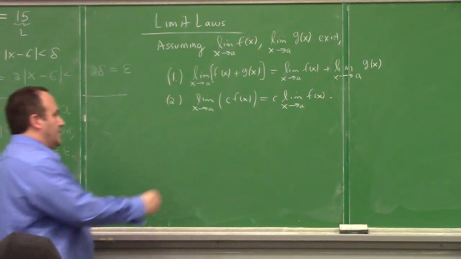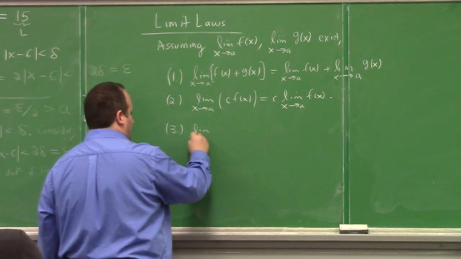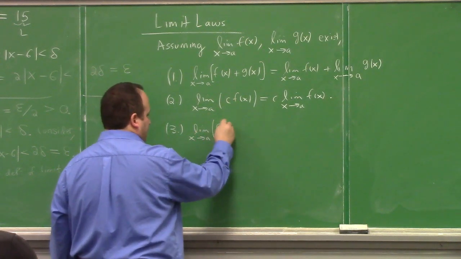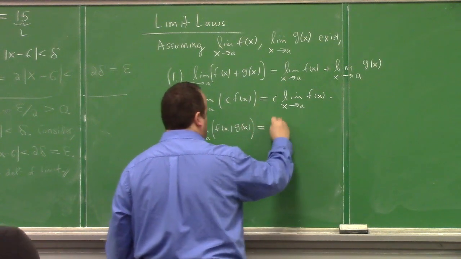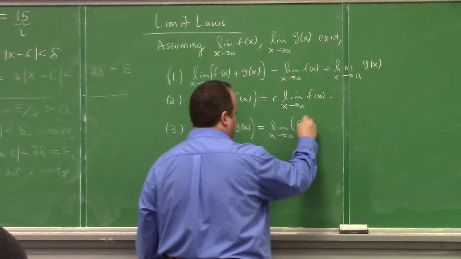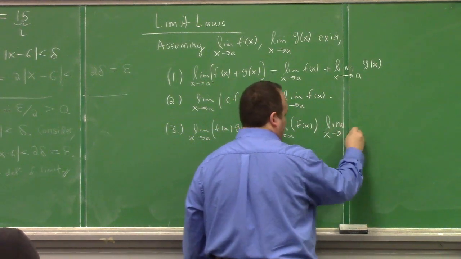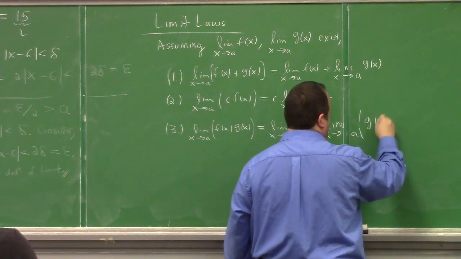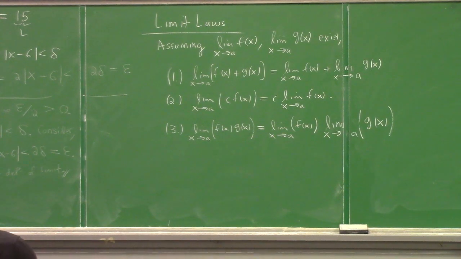There's also a product rule for limits. The limit as x goes to a of f of x times g of x is equal to the limit as x goes to a of f of x times the limit as x goes to a of g of x. So the limit of the product is the product of the limits, provided they both exist. You probably won't be surprised by the next thing I write.